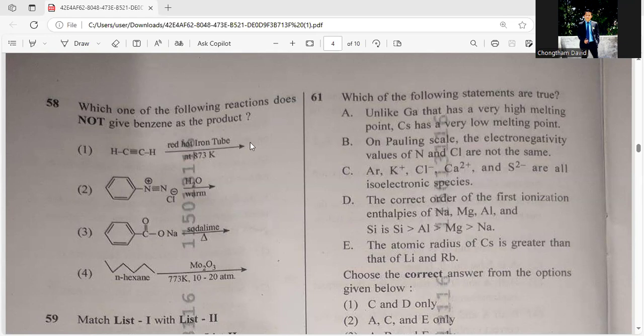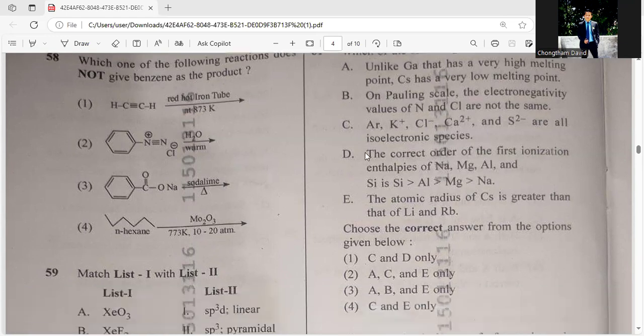So question number 61. A is correct, B is also correct, C is not correct. They are not isoelectronic. They do not have the same number of electrons, because if you take the sulfide, it has different electrons. So it will be A, B, and D only.